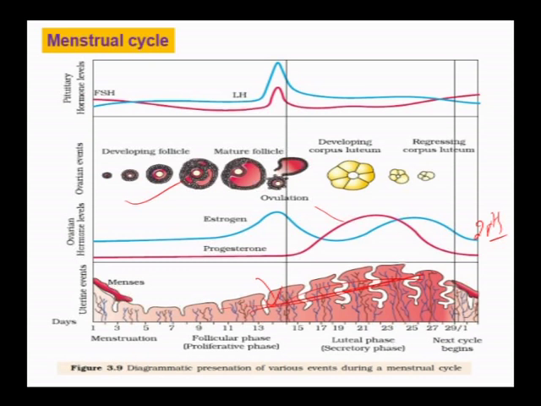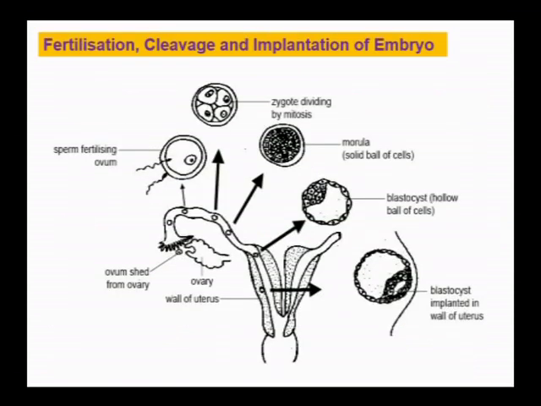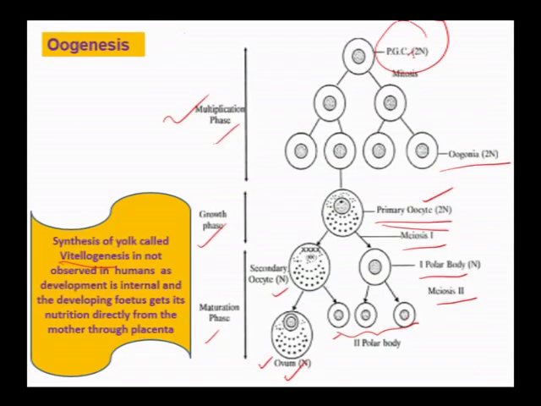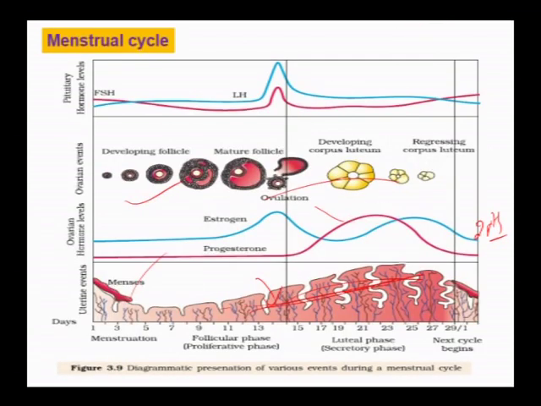So this cycle of changes that occur in the female reproductive system during reproductive phase is called menstrual cycle. Menstrual cycle in human female is of 28 days duration and can be studied under 4 main headings: menstruation phase, follicular or proliferative phase, then ovulatory phase, then luteal phase or secretory phase.